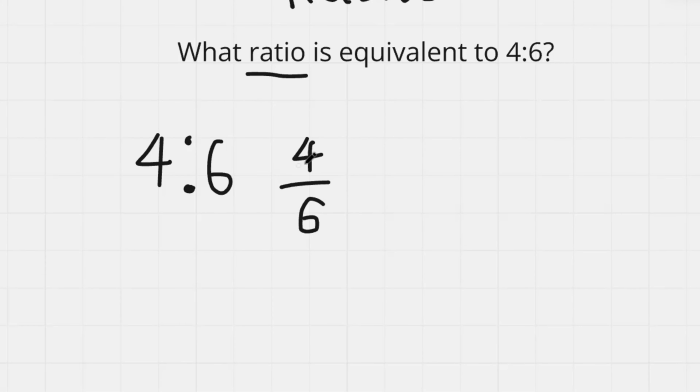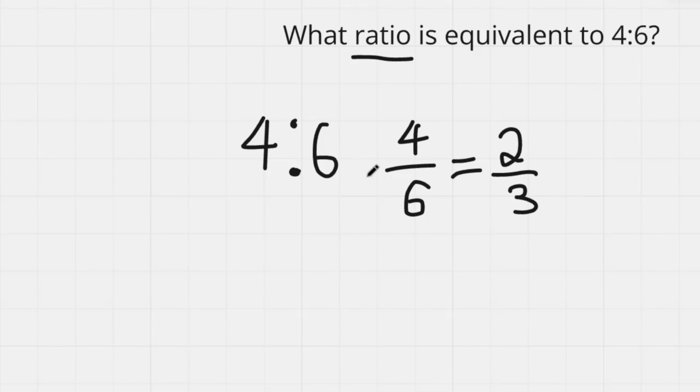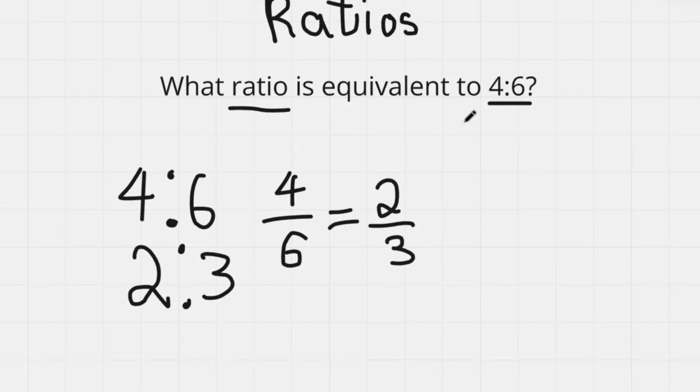4 over 6 in fractions is equivalent to 2 over 3. 4/6 and 2/3 are the same. The same thing goes for ratios. If you say 4/6, that's the same thing as saying 2/3. So one ratio equivalent to 4/6 would be 2/3.